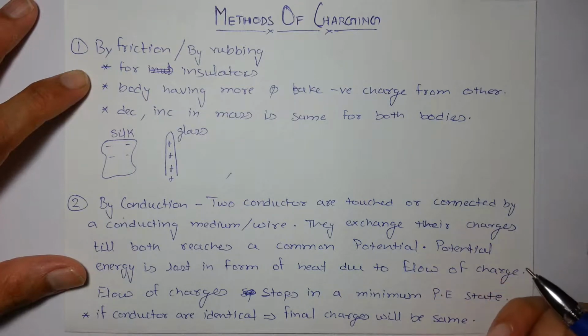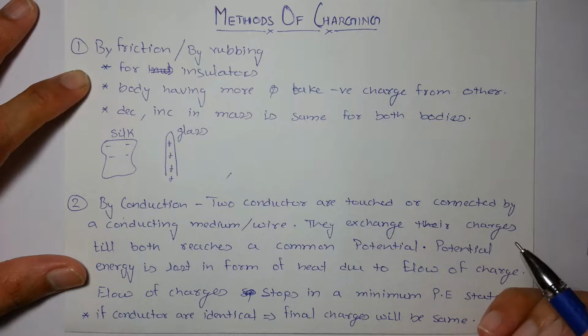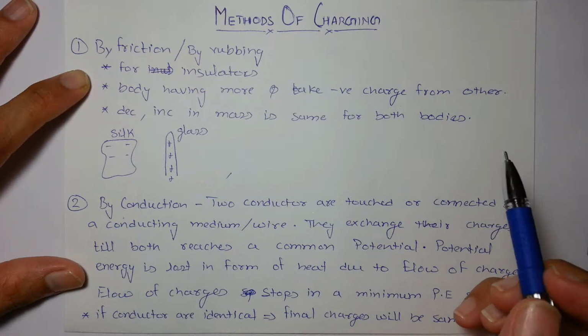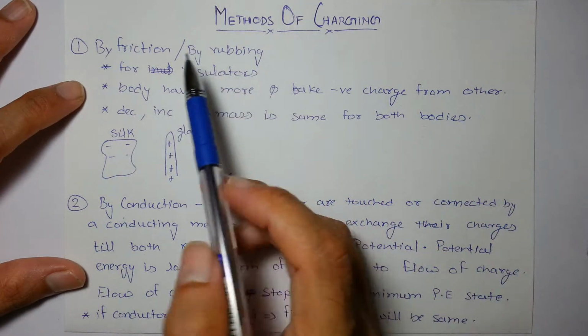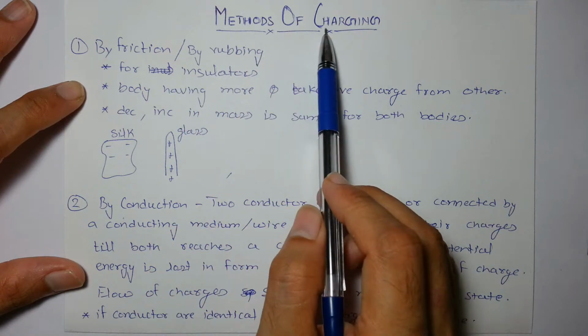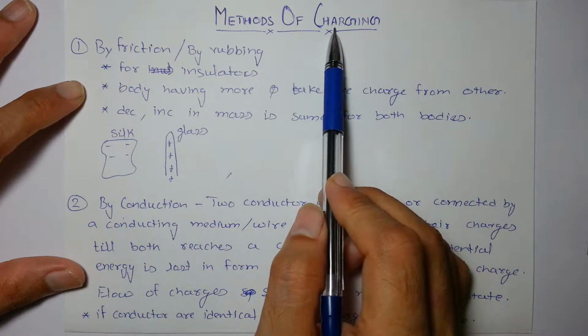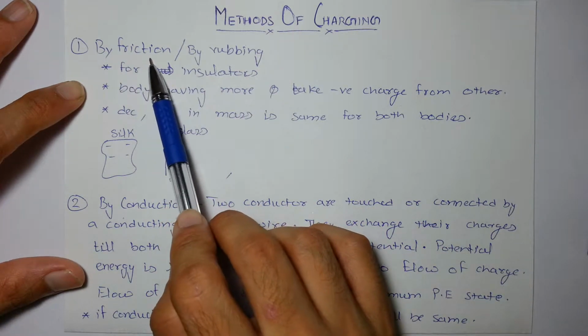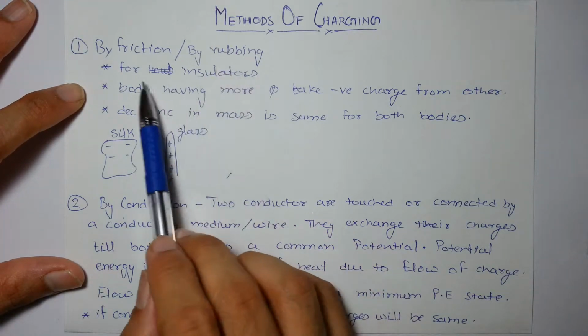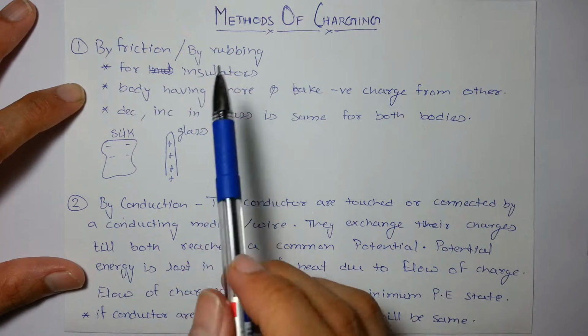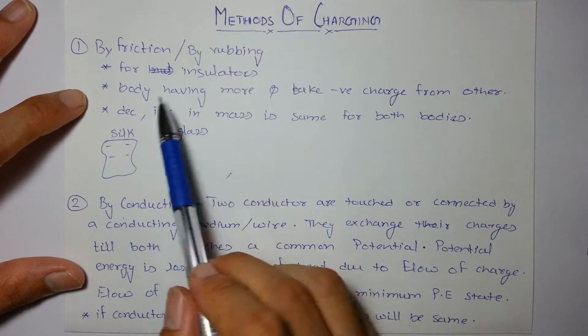So friends, in this video we'll be doing methods of charging. So let's get started. By friction. The first method of charging is by friction. Obviously we are charging the objects. So by friction or by rubbing, the method is usually used for insulators.